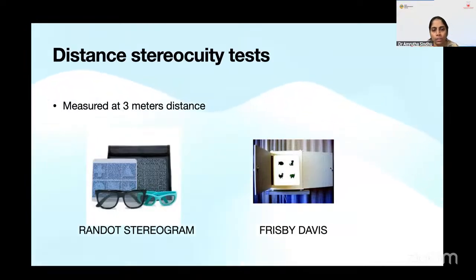For a clinician, it is good to pick up the patient early, because once the distance stereo acuity is lost, that is an indication that the patient is going for suppression, or the deviation is increasing, and that becomes one of the indications for surgical correction. The two commonly used distance stereo acuity tests are the Randot stereogram and the Frisby-Davis distance stereo acuity test. Both these tests are done at a distance of 3 meters. Most of the other tests we use assess stereopsis only for near. Only in intermittent exotropia is it important to assess distance stereo acuity, because that is the first to be lost.